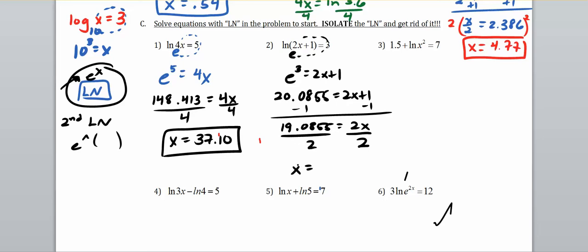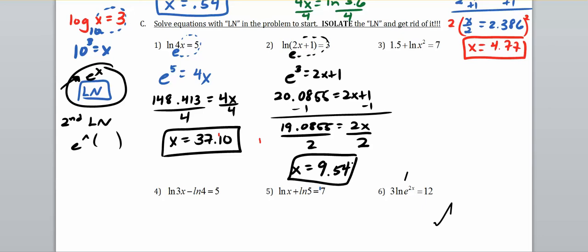And again, all these numbers are on your calculator, so you really are pressing e to the 3rd. Then you're just pressing minus 1. Then you're pressing divided by 2. All that stuff should be saved, so it's pretty easy. I'm going to get 9.54. And that would be my final answer for solving. All right?